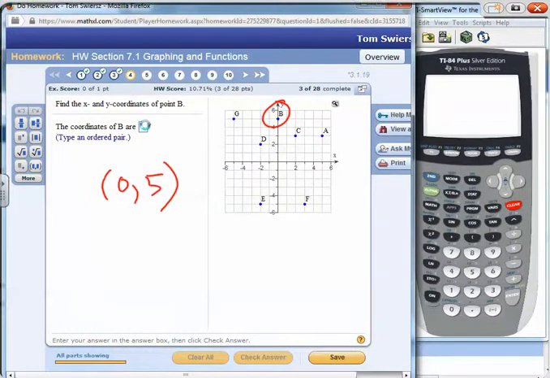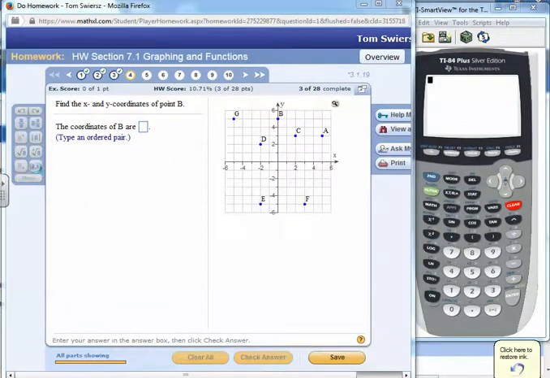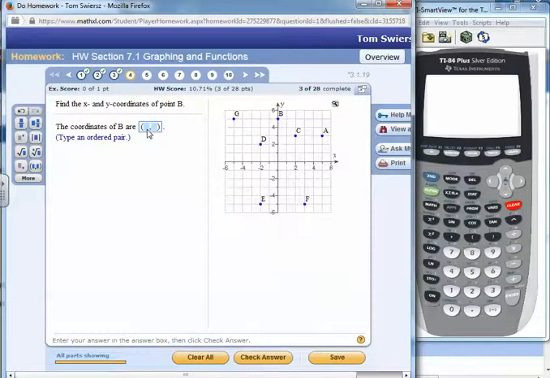Now you have to put in parentheses, so you can go ahead and choose that one and then put in 0 and 5, and there's our answer.